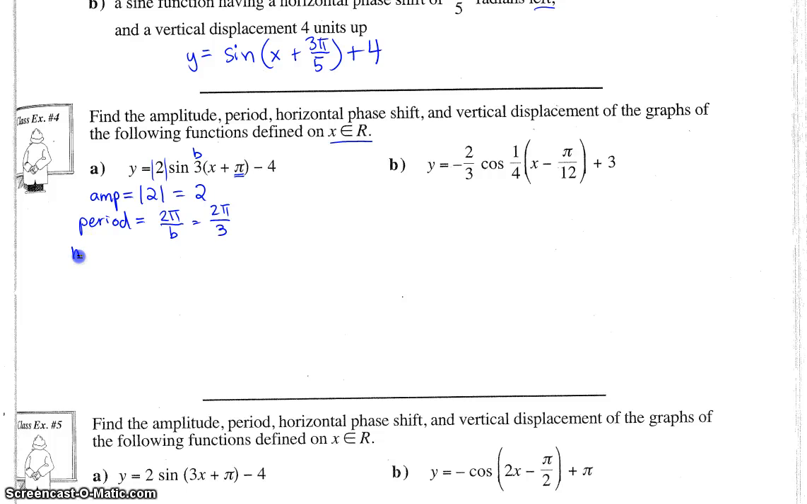All right, horizontal phase shift. I'm going to abbreviate that, HPS. Okay, so when you describe the horizontal phase shift, you actually have to give a direction, left or right. So if we look inside here, x would have been replaced with x plus pi. So because it's plus, it was moved left pi units. Okay, now vertical displacement, I'll just refer to that as VD. Okay, you check out this part, the minus 4, so that tells us our graph was moved down 4.